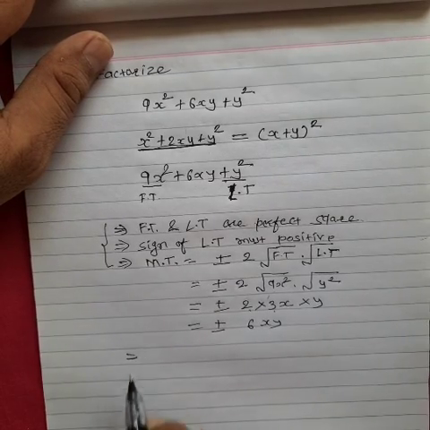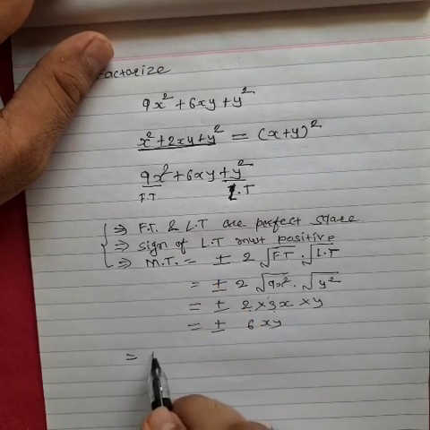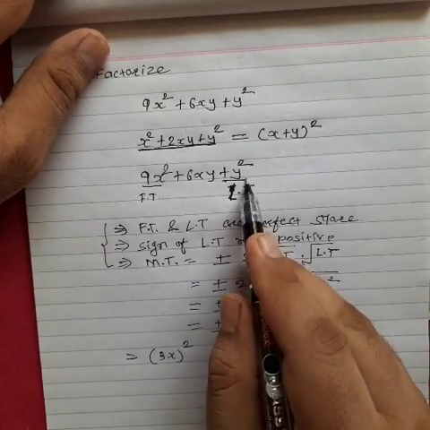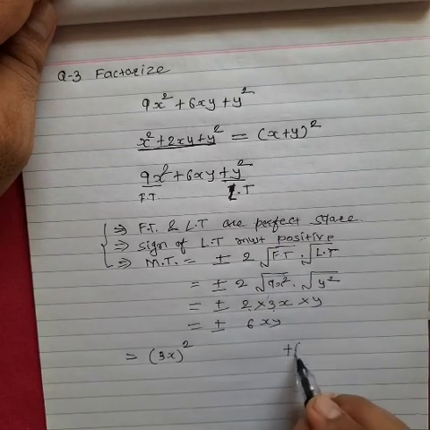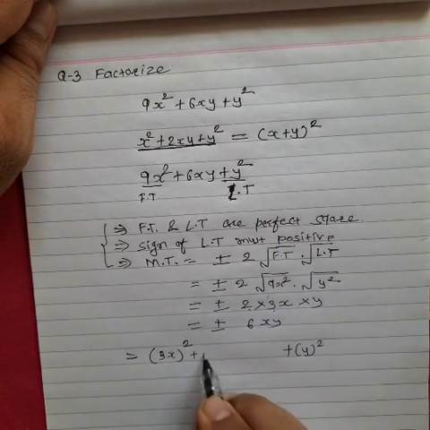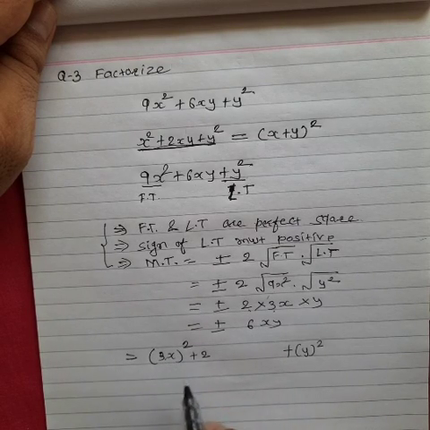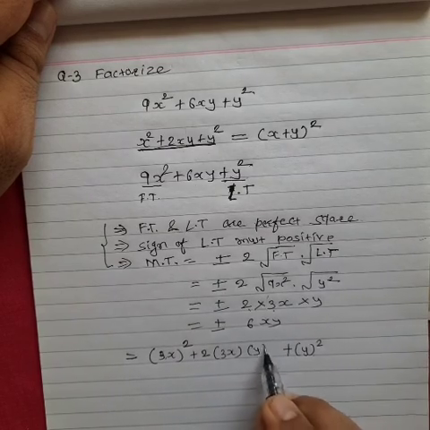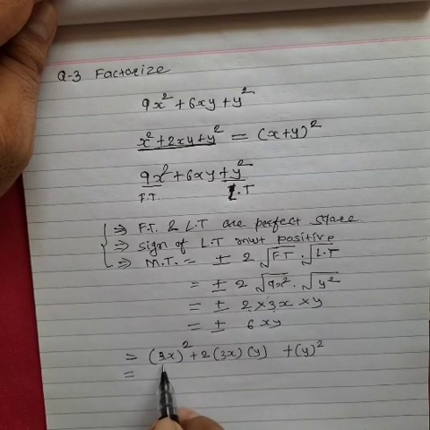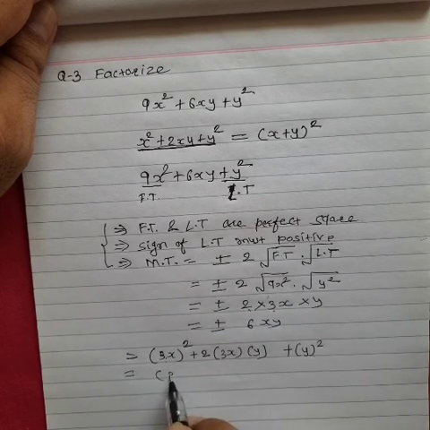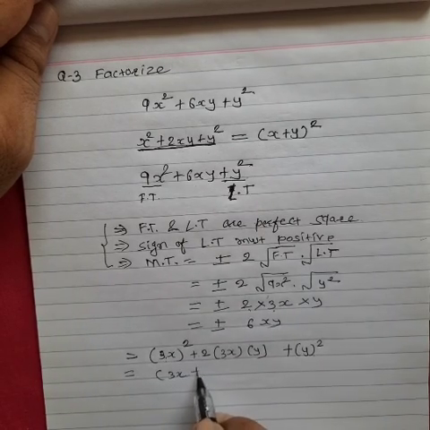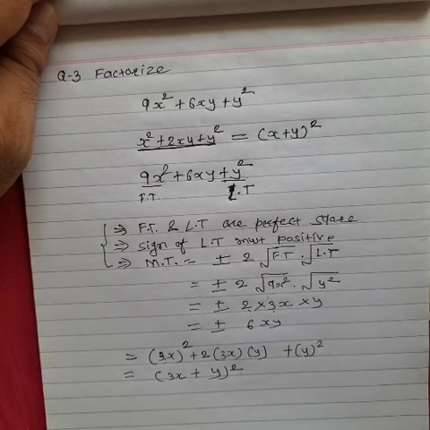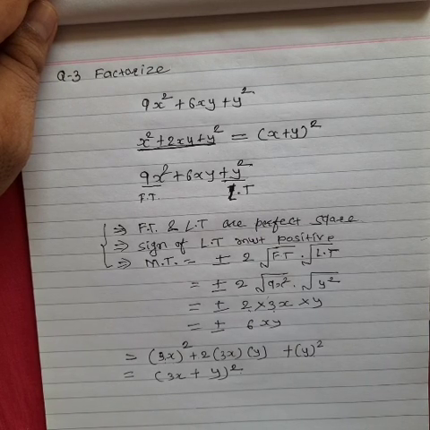So now what do you have to do? Write 9x square in the form of the square of its square root, that is 3x whole square. In the same way write y square as y whole square. For the midterm, put 2 into the first term that you wrote, that is 3x, into y. So now only take the square root of the first term, that is 3x, the midterm sign, that is plus, and the last term, that is y, and then write whole square. So that is the final factorized form. Get it?